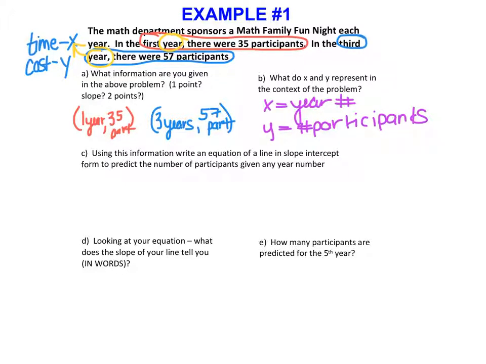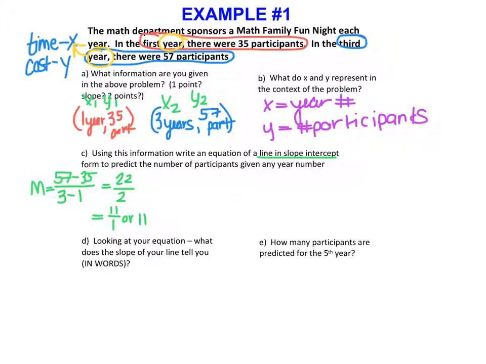Now from here, I need to utilize this information to write the equation of a line in slope-intercept form. To do that, I need to start by finding my slope, and I'm going to use my 2 points to help me. So I have x1, y1, x2, y2. I'm going to take 57 minus 35 over 3 minus 1. 57 minus 35 is 22, and 3 minus 1 is 2. And so my slope becomes 11 over 1, or 11.